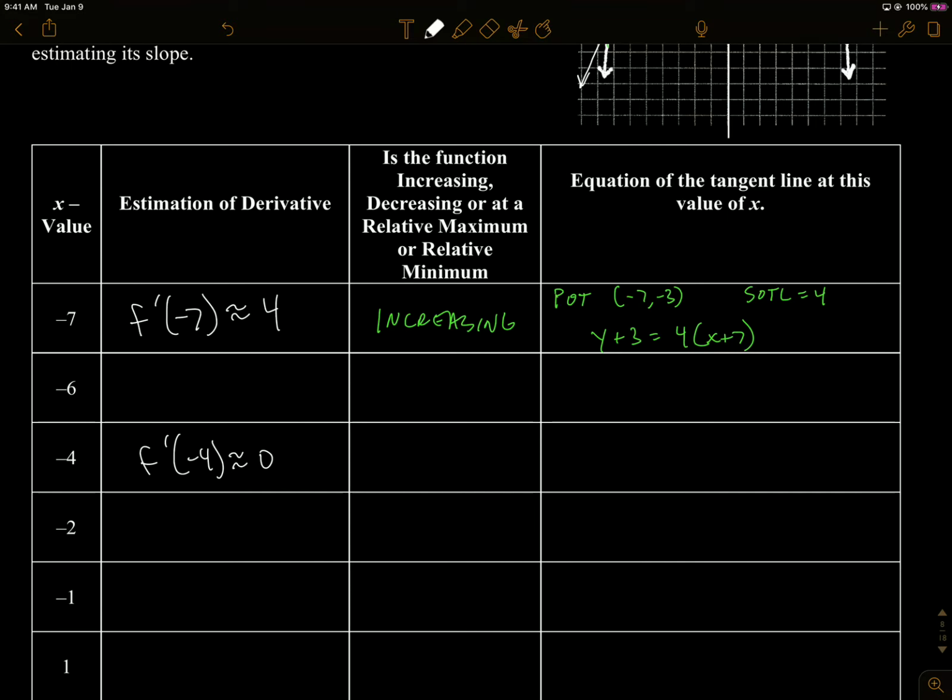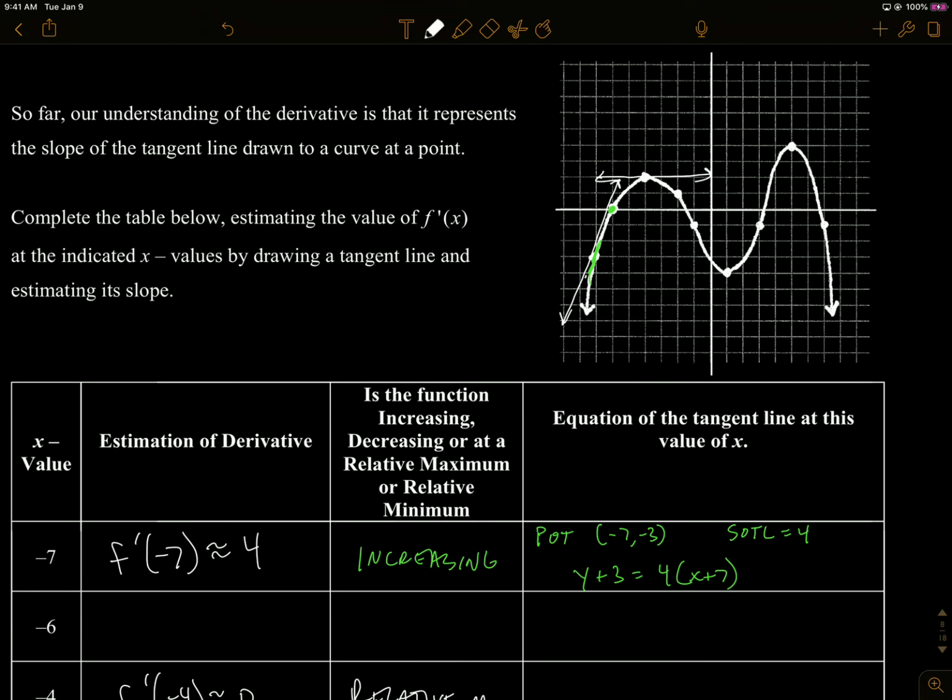The function actually has a relative max. It's neither increasing nor decreasing right up here at the top. Right, I'll do it in green so we can see it. The function's at a relative maximum. It's the maximum in its little area locally, right?